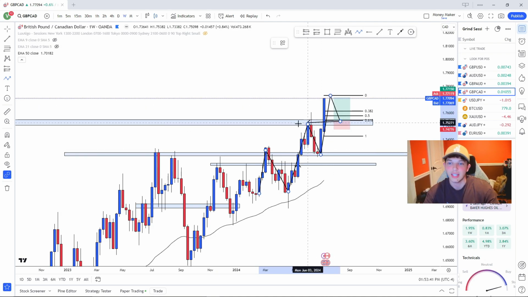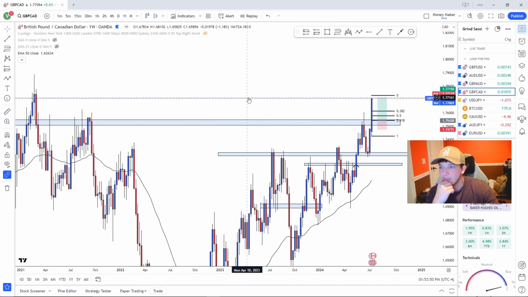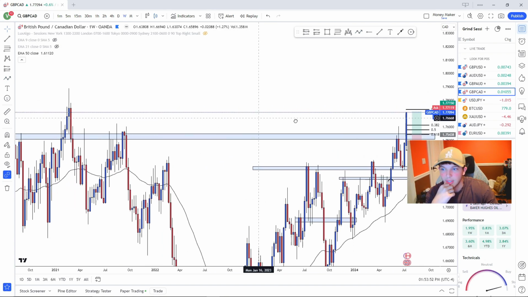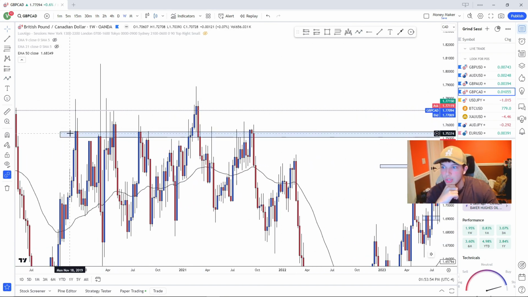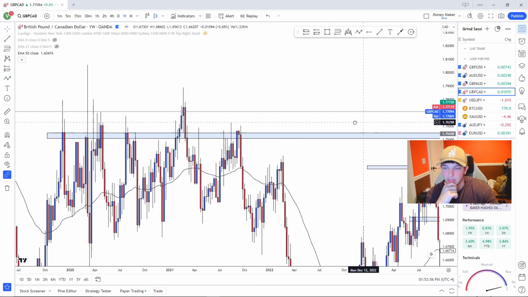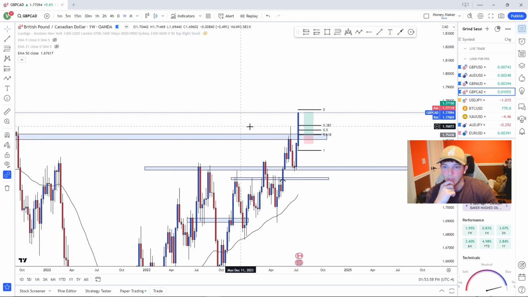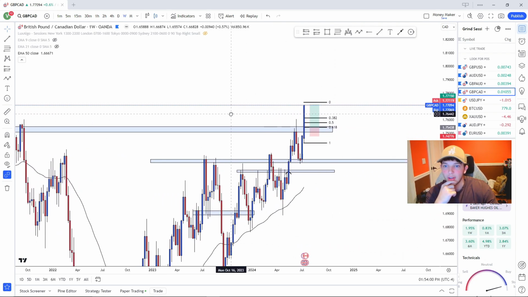Now we want to see the same exact thing. We want to see it use previous market structure and this area of interest as support. So this area of interest is not only just this one little tick. If we go back, we can see it's been used as resistance many, many times in the past. So our goal is to really use this as support and continue the upwards trend.